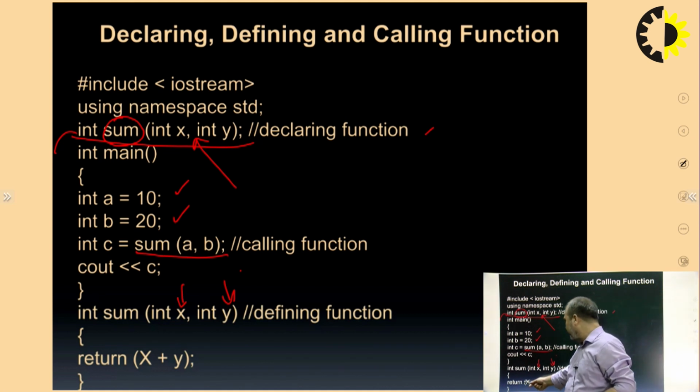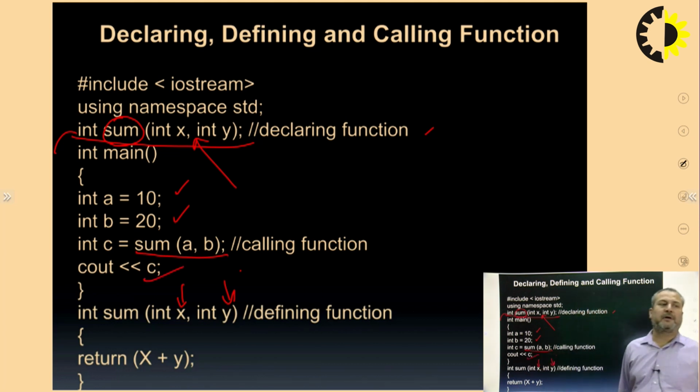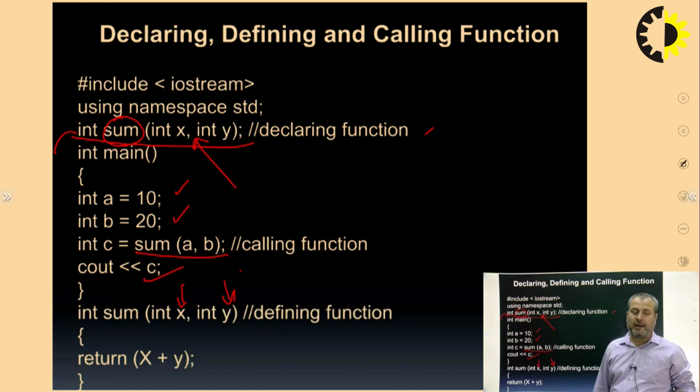When it returns, it goes back to where it was called. Here it will return, and that will be collected in the variable c, and we can print c out. So this is the way to write simple code.